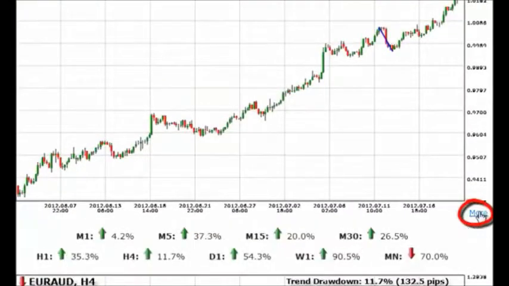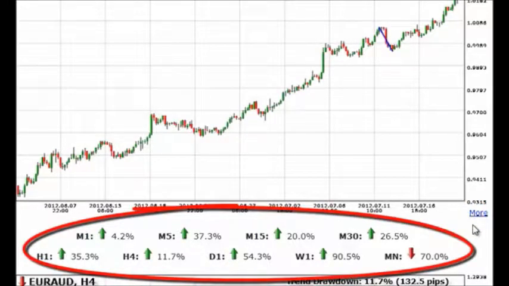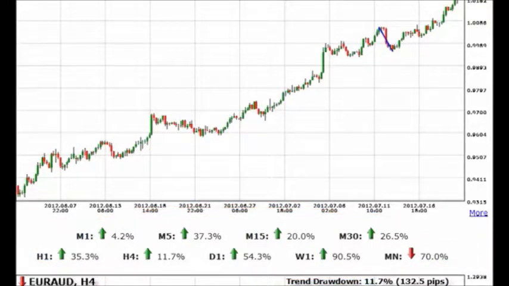If you click on More in this corner, you'll see a quick overview of the same pair on the other time frames. In this case, most of the arrows are showing upward movement, which is a good confirmation.